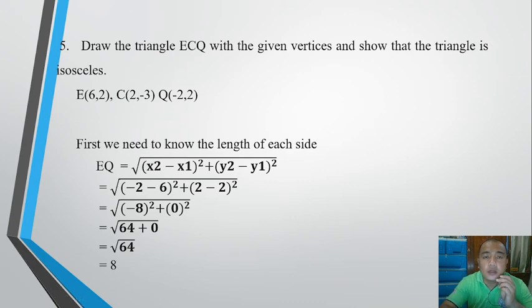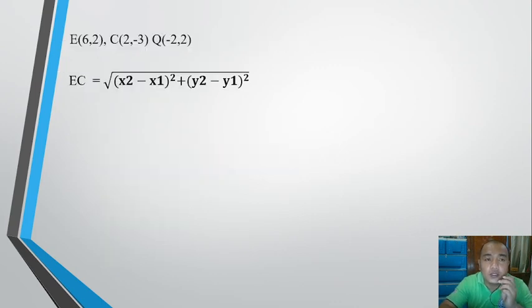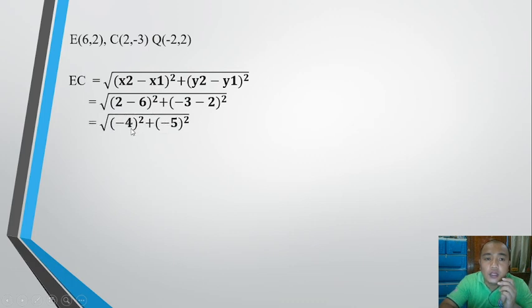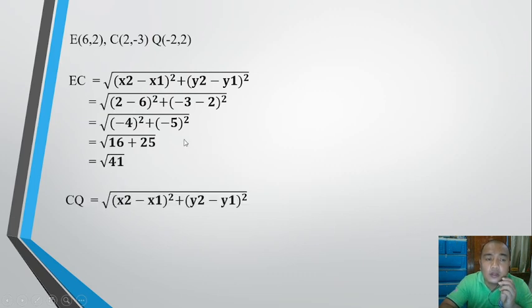We need to know the lengths of the three sides of the triangle. Let's proceed to the next, EC. It's the square root of 2 minus 6 quantity squared plus negative 3 minus 2 quantity squared. We have 2 minus 6, negative 4, and negative 5 quantity squared. Negative 4 squared is 16, negative 5 squared is 25. Add them, the square root of 41. So line EC is the square root of 41.